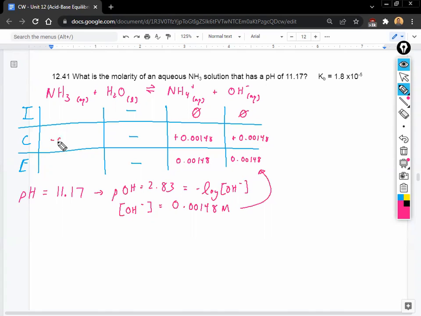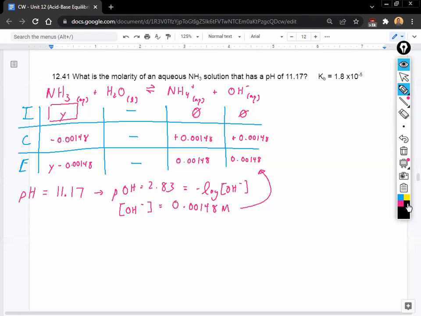And then we lost 0.00148, and then we'll say that this is Y. Okay, so Y minus 0.00148. Now we're looking for the molarity of aqueous NH3. So that means this Y is the answer that we're going to be looking for.